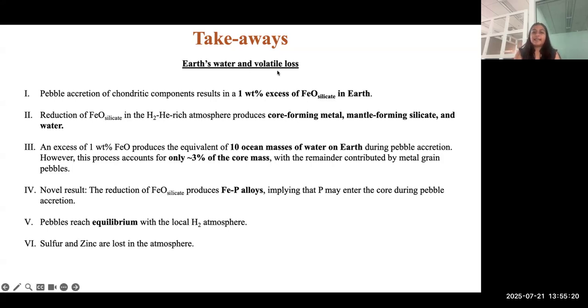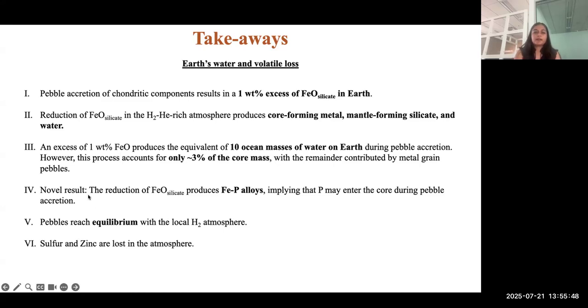Now, if I reduce all the excess FeO I'm bringing via pebble accretion, it will make 10 ocean masses of water on Earth and 3 weight % of the metal that should contribute to the core. The remainder of the core mass, of course, will come from metal grains, because this FeO silicate is only in silicate chondrules and refractory inclusions. They have a little bit of refractory inclusions.